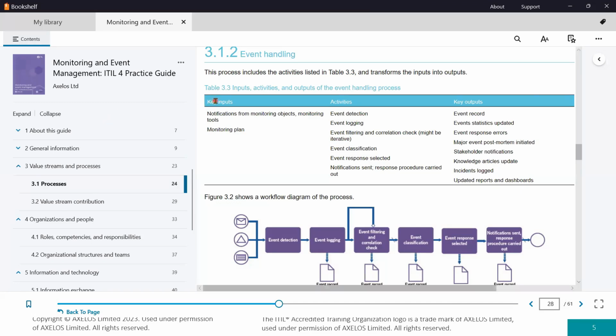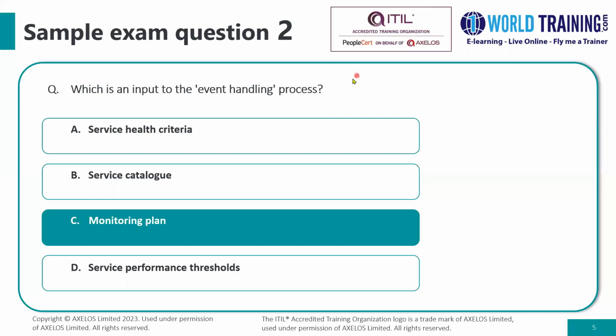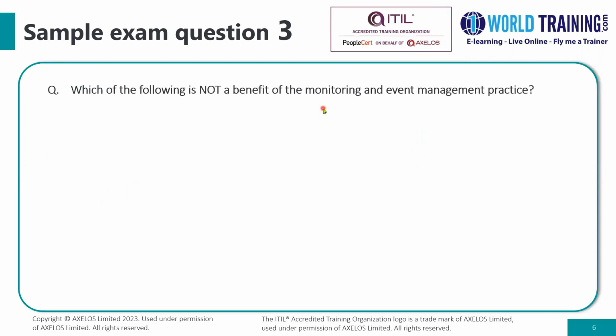So here we have the event handling process. And if you notice here, we got two inputs: notifications from monitoring objects and tools, and the monitoring plan. Therefore, that's why we can conclude that a monitoring plan is the correct answer. Let's move on to question number 3.